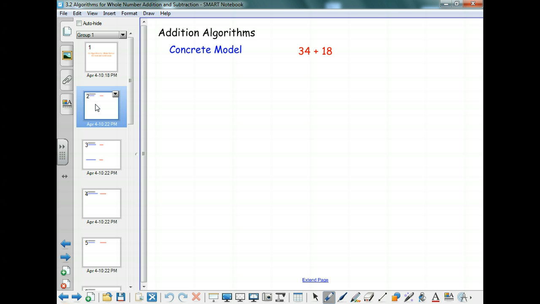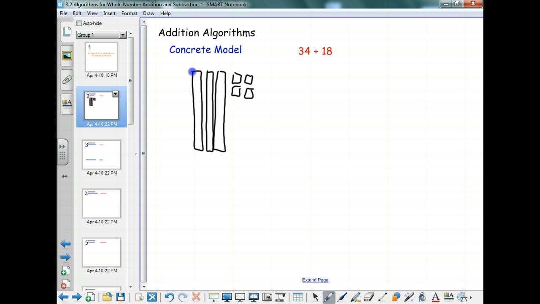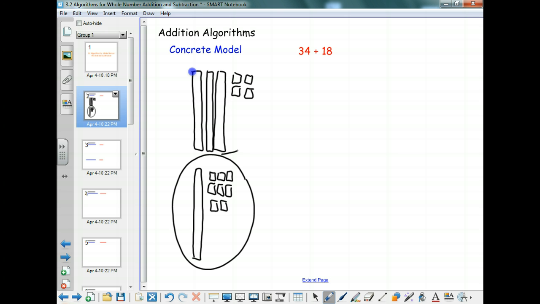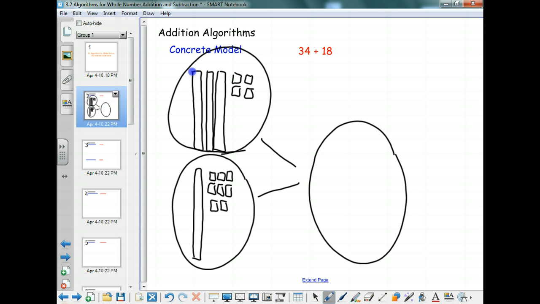So if we were dealing with 34, we can talk about taking a long. So that's 30 because it's 3 longs, and then an additional 4. And then I can take my 18, which is 1 long and an additional 8. And I can add these two groups of things together, combine them, into one giant picture of what's going on. This is very concrete, right? Like you could actually have stacked up blocks sitting there, and the students could actually put them together when they're done.